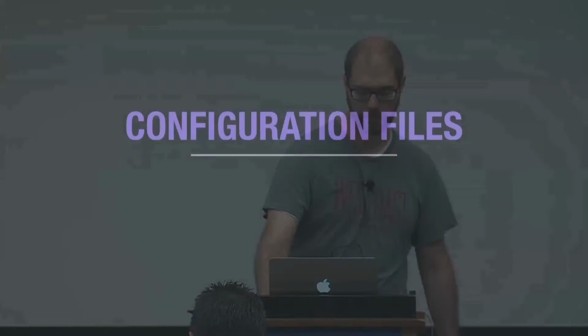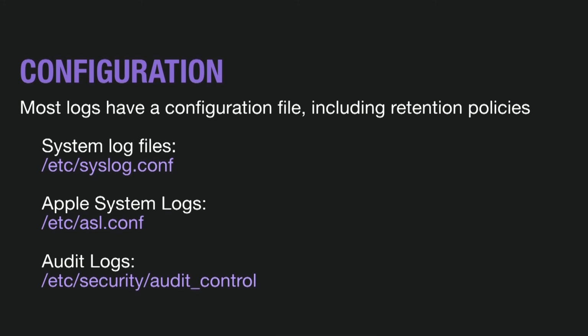Configuration files. The three we really care about here are system logs, Apple system logs, and audit logs. These are the directories, or the files, actually. We'll look at each one kind of quickly. We'll show you what piece of that file you actually care about. Some of it we don't want to mess with.